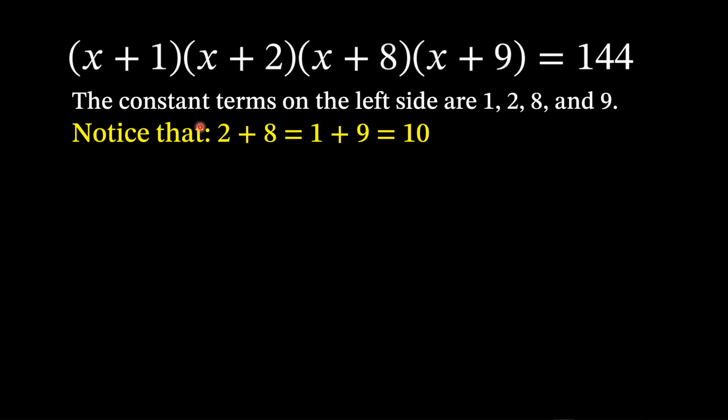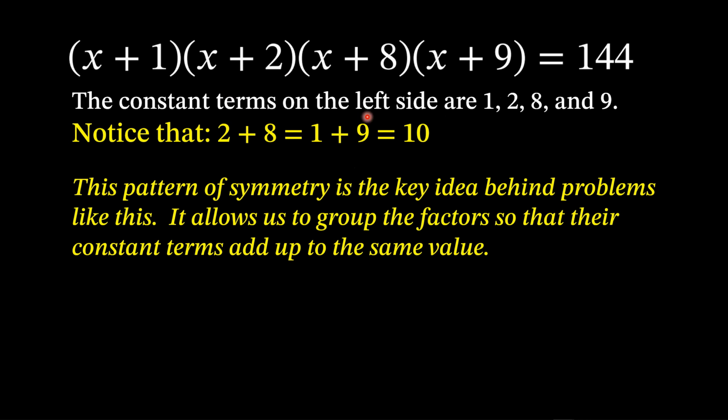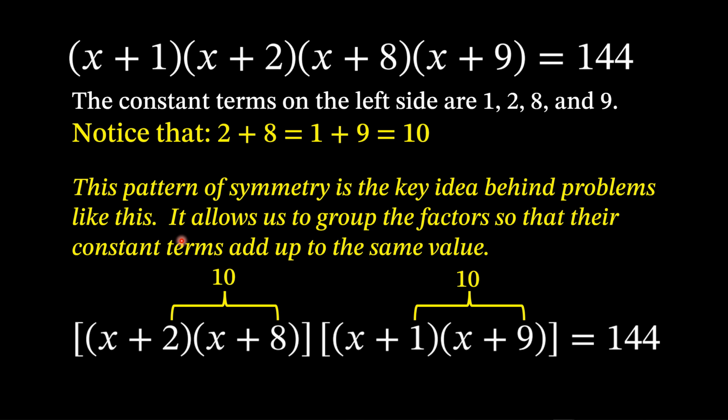Notice something interesting here: if you add 2 and 8, and if you add 1 and 9, the sum in both cases is 10. That's a pattern of symmetry, and it's really the key idea behind problems like this. So anytime you see something like this, you can look at it and say, okay, this is 1 and 9. They add up to 10. This is 2 and 8. They also add up to 10.